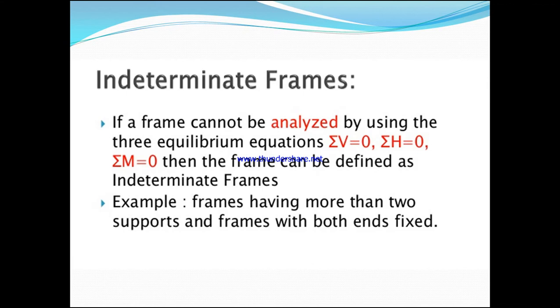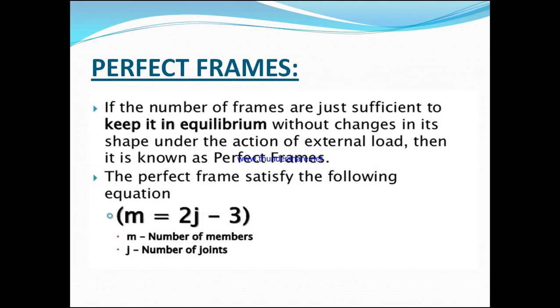And coming to indeterminate frames, the frames which cannot be analyzed by using the three equations of equilibrium, that is summation of all vertical forces equals to 0, summation of all horizontal forces equals to 0, summation of all moments equals to 0, then such type of frame is known as the indeterminate frames. Frames having more than two supports and frames with both ends fixed come under the category of indeterminate frames. These are the categories of frames, whether determinate or indeterminate, which is helpful while solving the problems. Now coming to the classification of frames, whether perfect or imperfect.